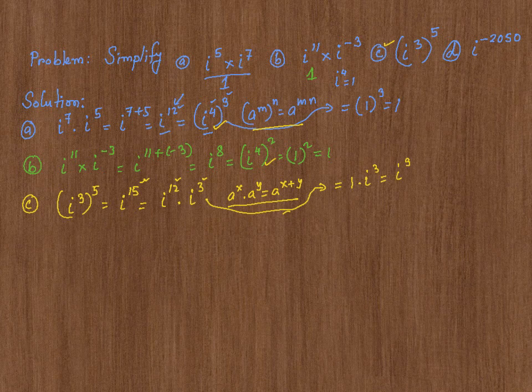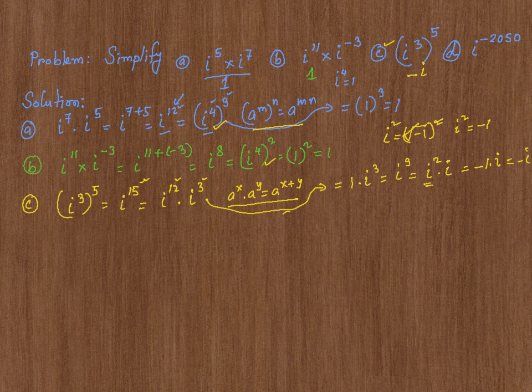Now i cube is something you should know is negative i, but I'm going to still break it down further to help you understand it better. i cube is i square times i. Okay, but i square is -1. Why? Because i is equal to square root of -1. So if I square both sides, I get i square on the left, and on the right, square root cancels out. That gives me -1. So i square is -1. So -1 times i is going to give me -i. So the answer to this one is -i.